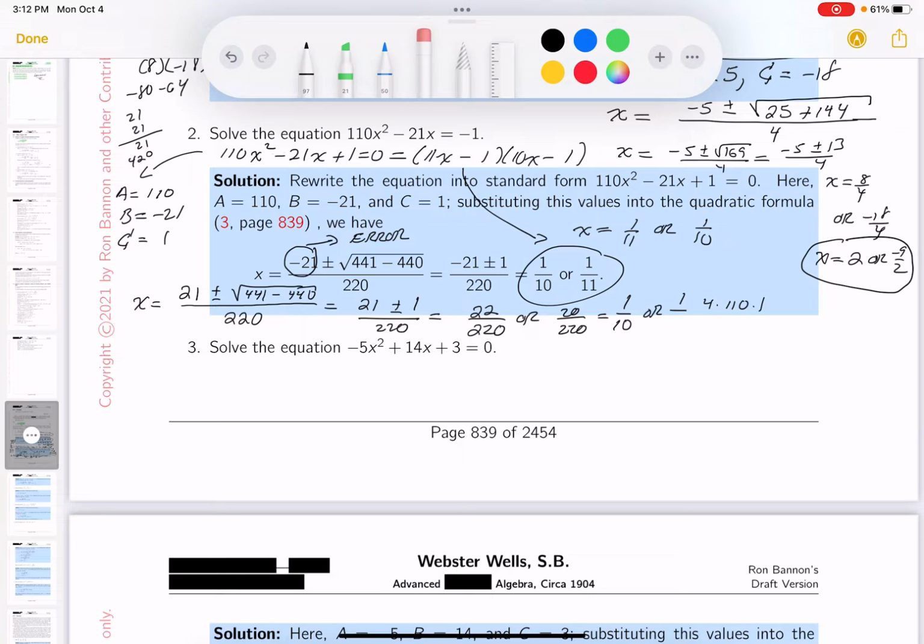Let me erase this business over here. I don't need it anymore. That's just my scratch work. So 20 goes into 20 once, and it goes into 220 11 times. Are we getting the same answer? Of course we're getting the same answer. It would be outrageous otherwise.